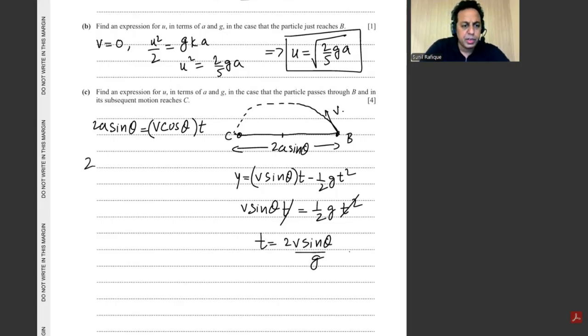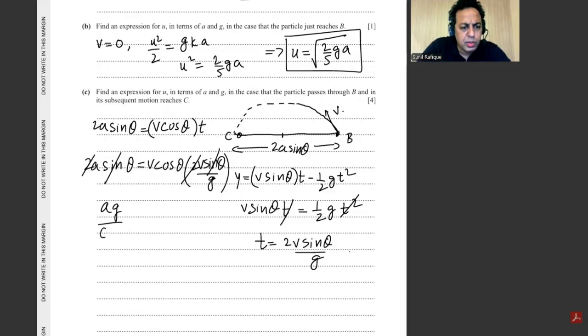So let's sub it over here. 2a sine theta equals v cos theta times 2v sine theta divided by g. So what can we do? We can get rid of the sine theta and the 2's, and that will give me ag over cos theta equals v squared. Okay, that is crucial now.